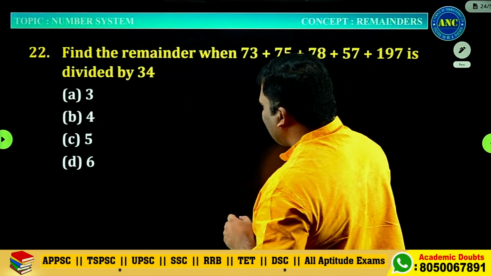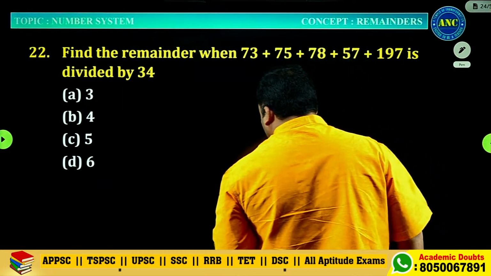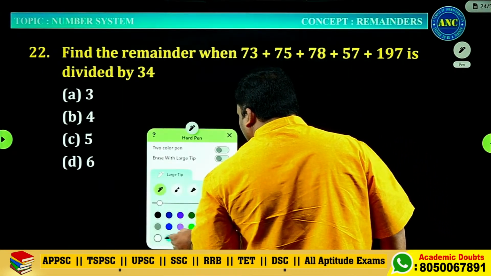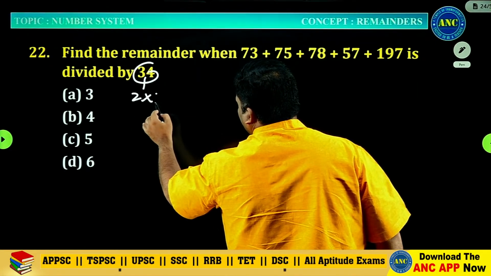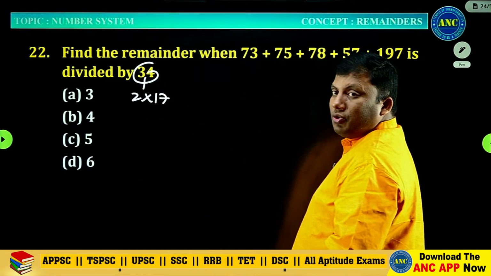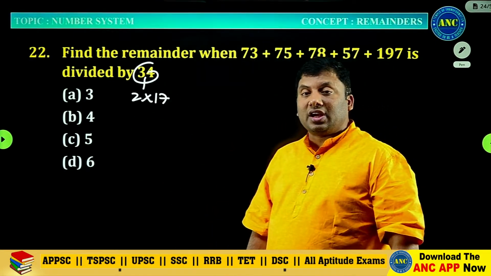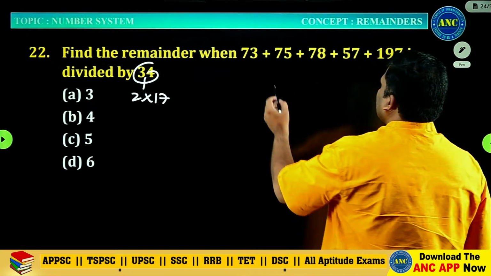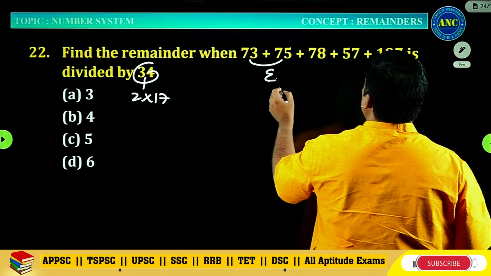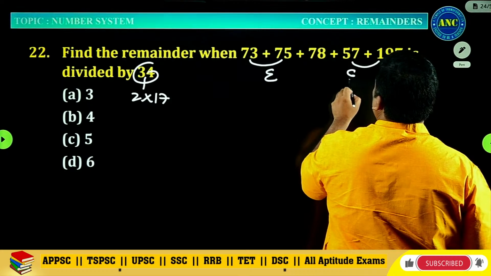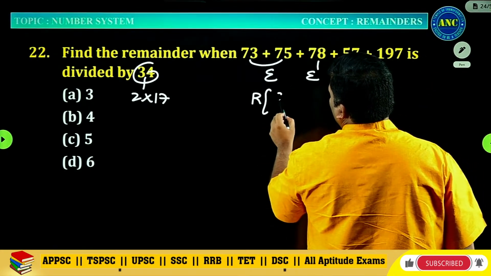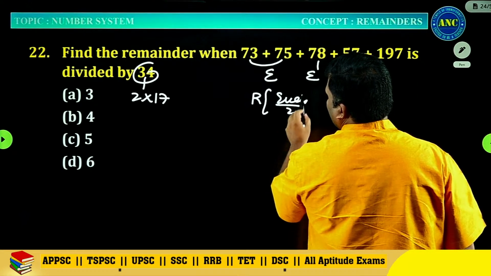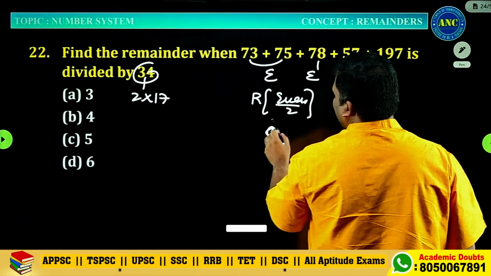Extremely right. See here, sir. I want students to get habituated like this. 34 is 2 into 17, a composite number. It is odd plus odd, even. Odd plus odd is even, plus even, even. An even number is divided by 2, so the answer is perfectly divisible.